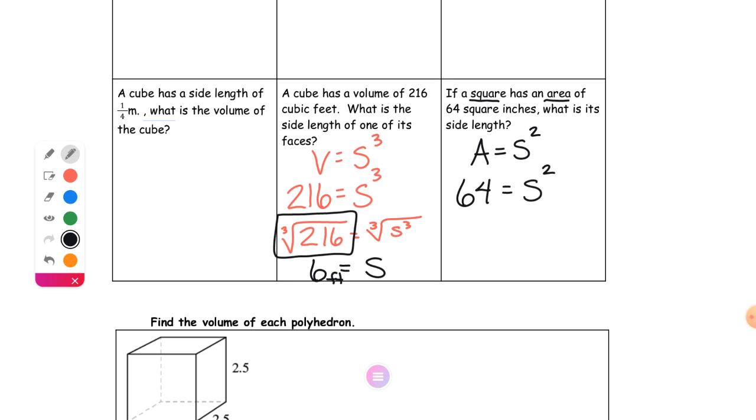How do I get rid of something squared? What is the opposite of squaring something? Square rooting. But if I square root the left side, I have to square root the right side. What is the square root of 64? 8. What is the square root of side squared? S. Label? Inches.